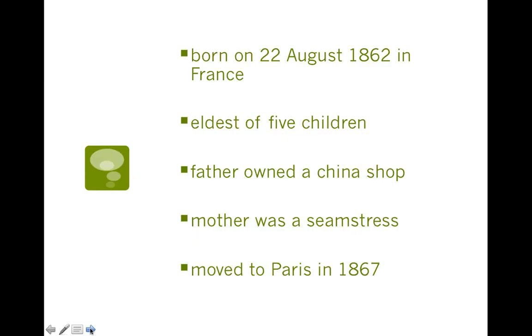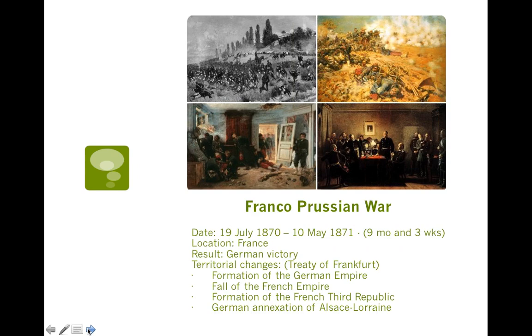Here's a little bit about his life. He was the oldest of five kids. His father owned a china shop. His mother was a seamstress. They moved to Paris in 1867 when he was 5 years old. But there was something more difficult about that childhood. He was a little boy during the Franco-Prussian War, and the Franco-Prussian War was the precursor to World War I. Germany was flexing its muscles. It was a fight, Germany trying to take over parts of France. They succeeded. They were in Paris for 9 months and 3 weeks.